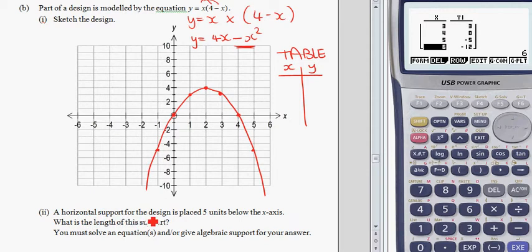Now a horizontal support for the design is placed 5 units below the x-axis. 1, 4, 5, so down here we're going to put a horizontal support in. What is the length of this support? You must solve an equation or give algebraic support for your answer. So I can see that the length of that brace is going to go from negative 1 to 5. It's going to have a length of 6. So I know the answer is 6. But we need to use some algebra, solve an equation to find out y.